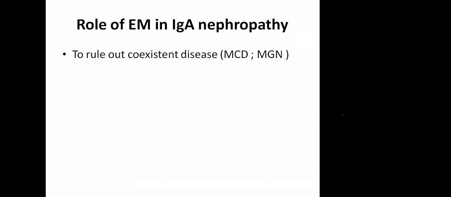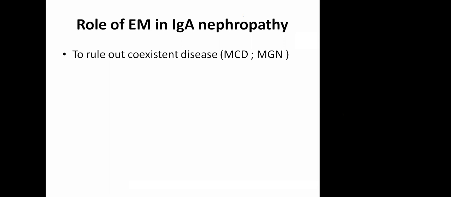Now the role of EM in IgA nephropathy is very limited. IgA nephropathy diagnosis can be made on LM plus IF. And one more thing: looking at EM, you can't say if these deposits are of IgA nephropathy or of MPGN. EM will only tell you whether these electron dense deposits are placed along the GBM or in the mesangium. So the role of EM in IgA nephropathy is limited, only if you want to rule out a coexistent disease.